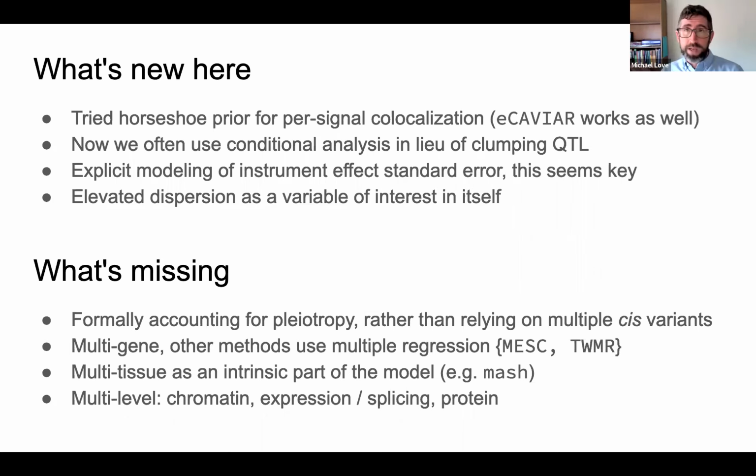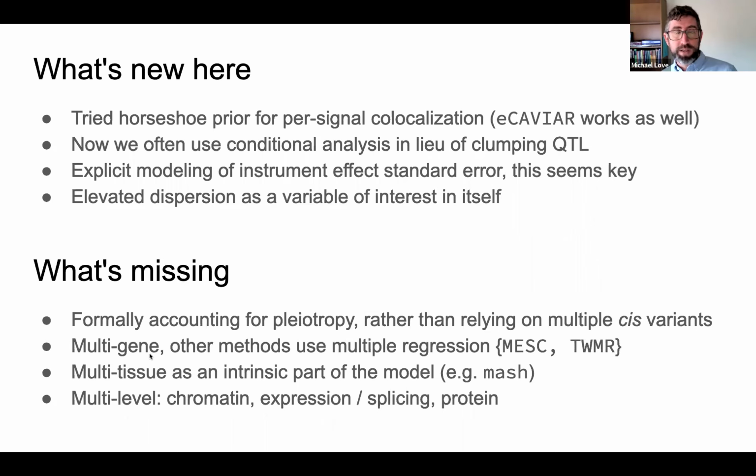Other methods have used, like, PTWAS outputs I-squared as a measure of the variability across signal clusters. And here we're modeling it with its own parameter. And of course, lots of things are missing here. For example, we're not formally accounting for pleiotropy. We're just relying on having multiple cis variants in the same direction. So we could probably do a better job formally accounting for that.